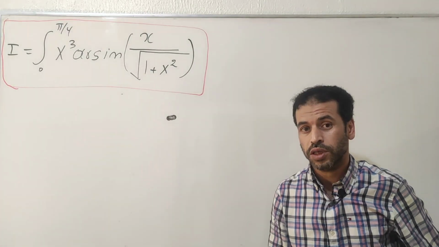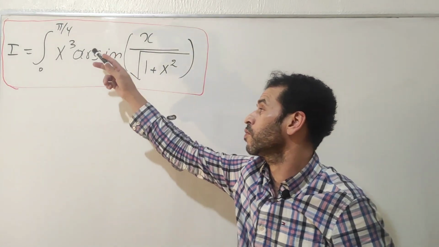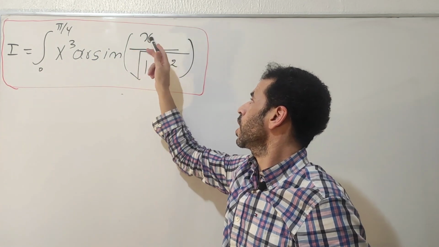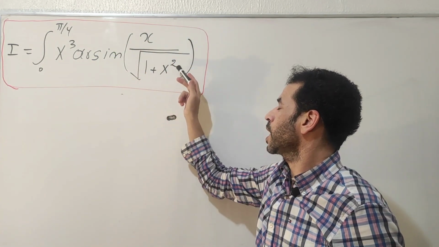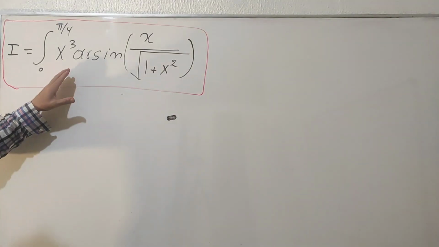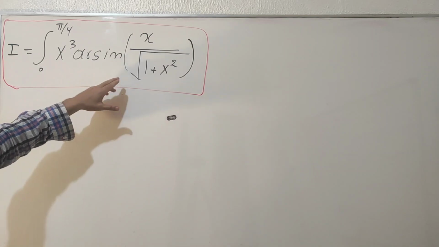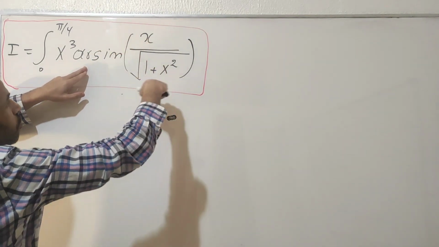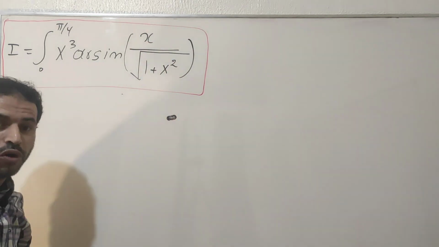Today's video I brought you a very nice integral. It's set as the integral from 0 to pi over 4 of x cubed multiplied by arcsine of x over the square root of 1 plus x squared. The first thing I'm going to notice here is that if you work on this integral without changing this alternative expression for arcsine of this quantity, it will be harder to solve.